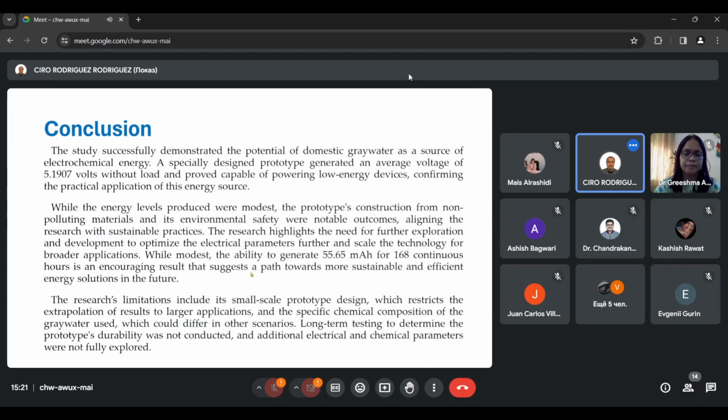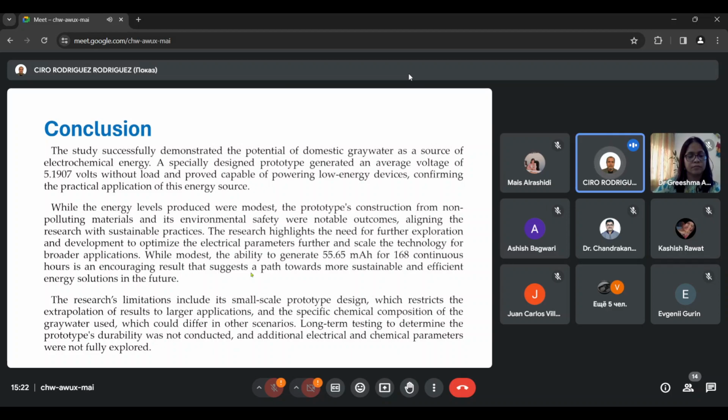And so the study successfully demonstrated the potential of domestic greywater as a source of electrochemical energy. A specially designed prototype generated an average voltage of 5.19 volts without load or charge, proving it is capable of powering low-energy devices. As we know, a small battery uses low voltage. Also, charging a mobile phone uses low voltage. Okay, so these are experiments that we are working on in the lab, to increase the voltage.